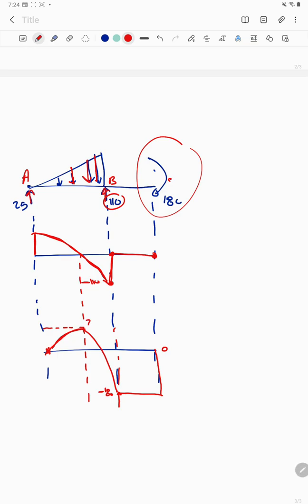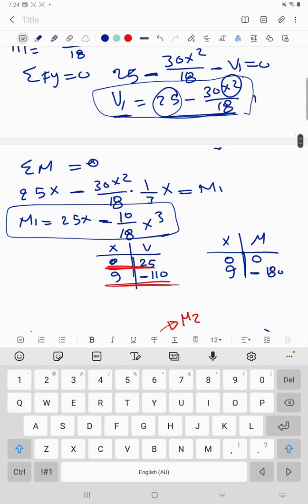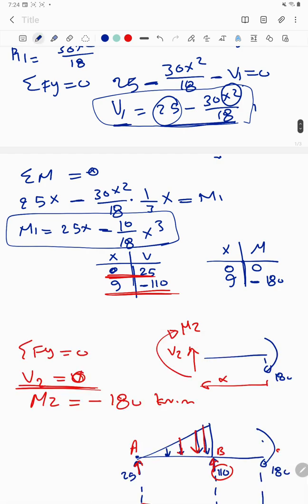So how much is this value, which is the maximum moment? I need to find the distance from here to there, which is x. Then we can find the moment. How can we find this x? You remember when we cut in section 1, we found the shear in terms of x. So let's find it. This is the equation for the shear: shear equals 25 minus 30x squared over 18.